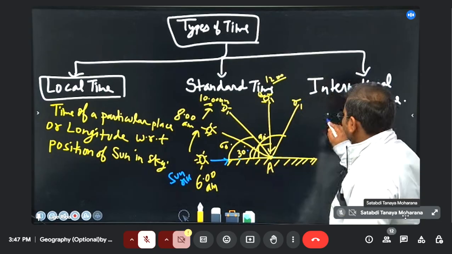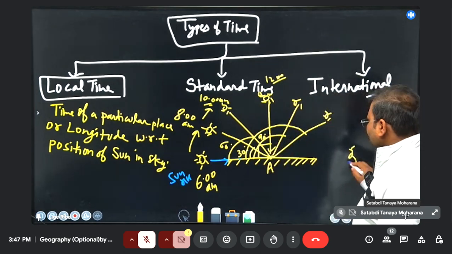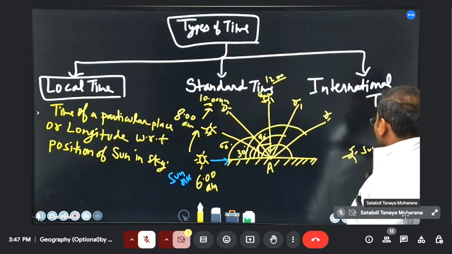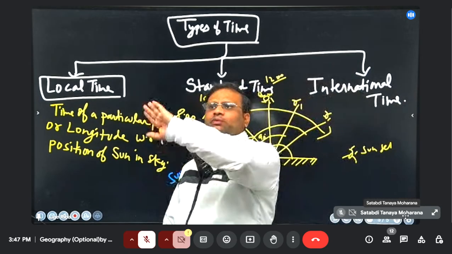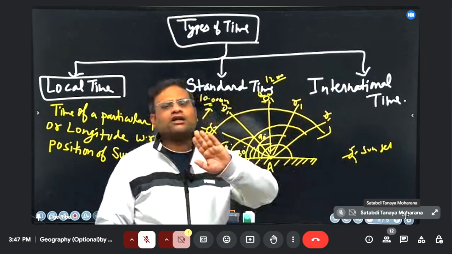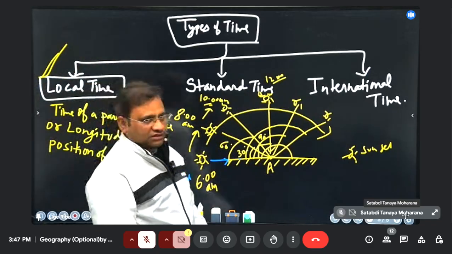In this way, you can calculate these angles and tell the position of the sun. When it is 180, it is sunset. So this is the journey of the sun. Just by looking at the angle between you, the surface and the sun, if you are calculating time, that is called local time. Did you get it?